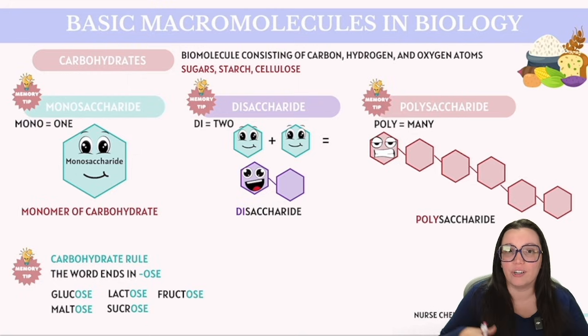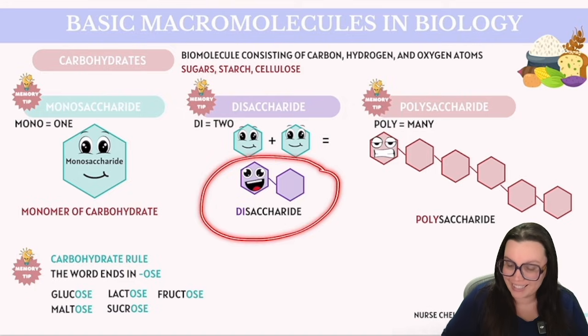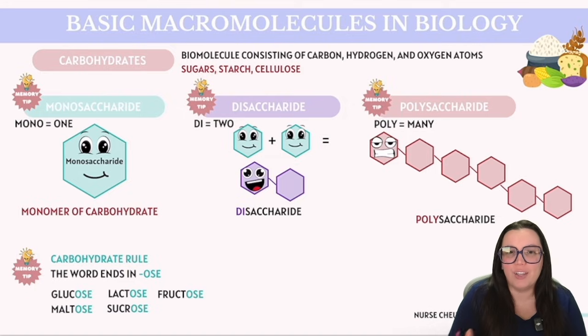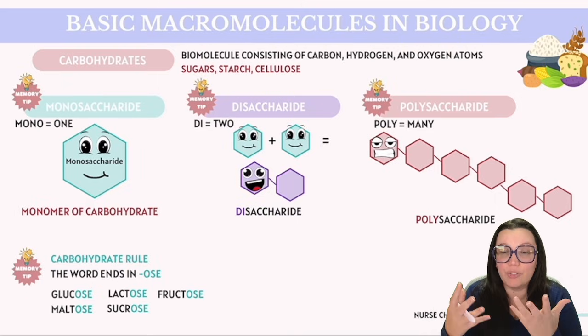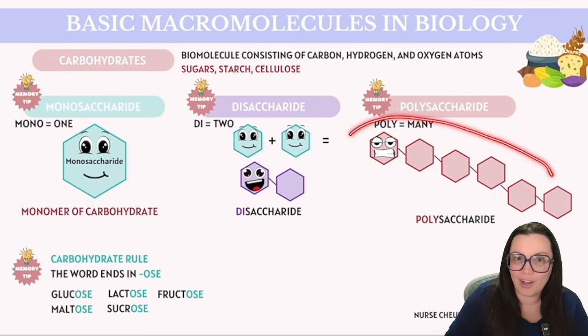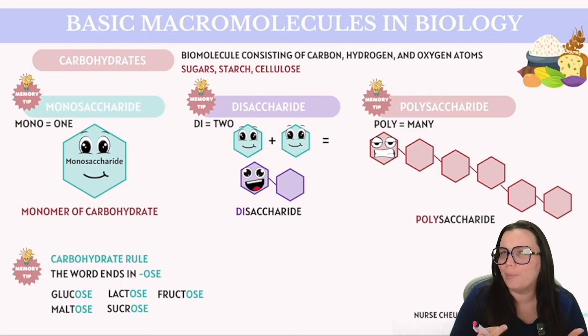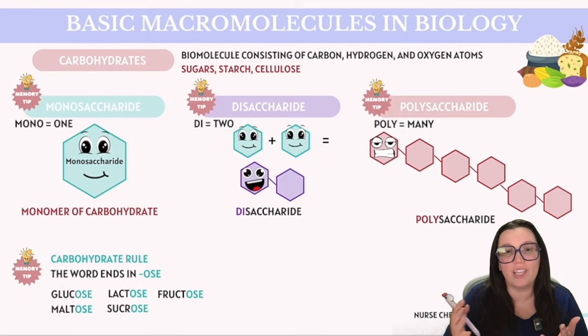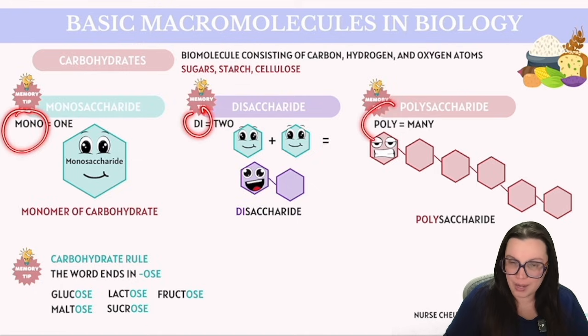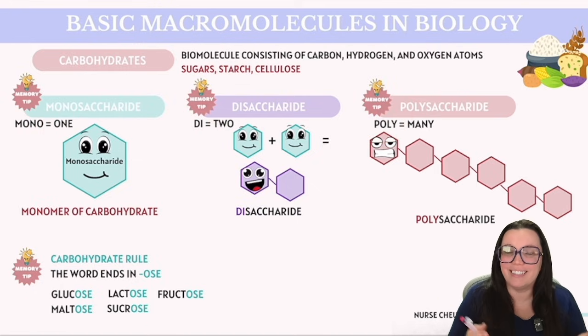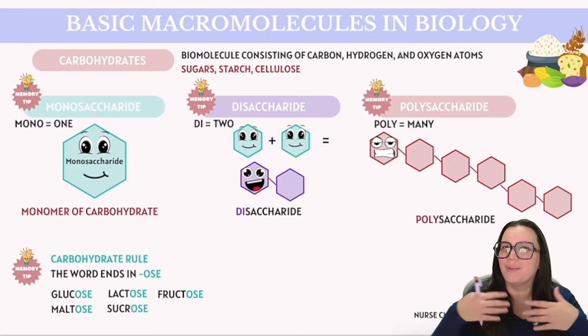When 2 monosaccharides link together, they form what is known as a disaccharide. Here's a memory trick for you. You'll notice many sugars share a common suffix, OSE, like glucose, maltose, lactose, sucrose, and fructose, which helps indicate that these are carbohydrates. When many monosaccharides are linked together, they create a polysaccharide, which represents a more complex form of carbohydrate. If you're having any difficulty remembering which saccharide is which, I use the memory trick mono, di, and poly, because mono stands for 1, di stands for 2, and poly stands for many.